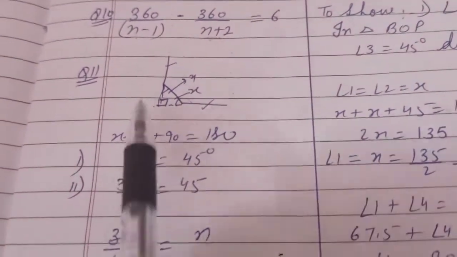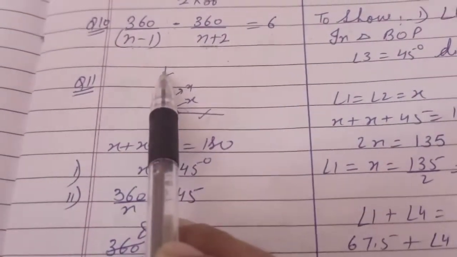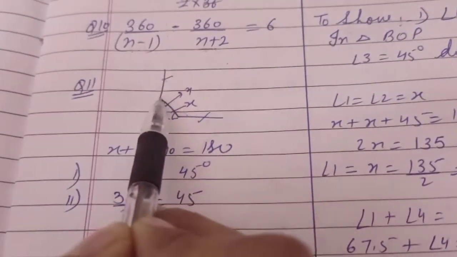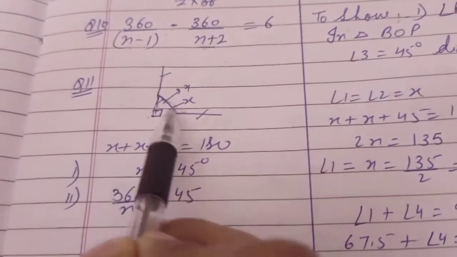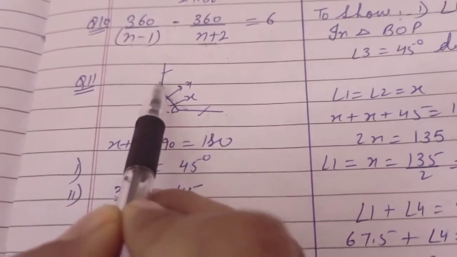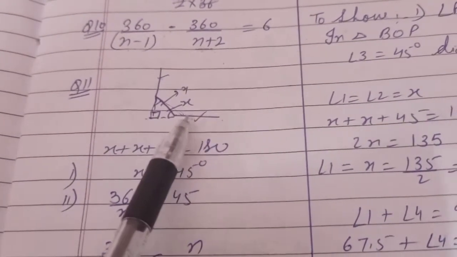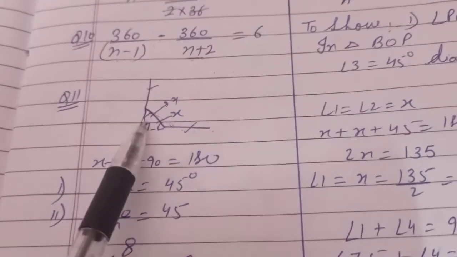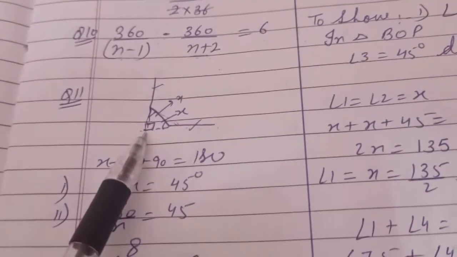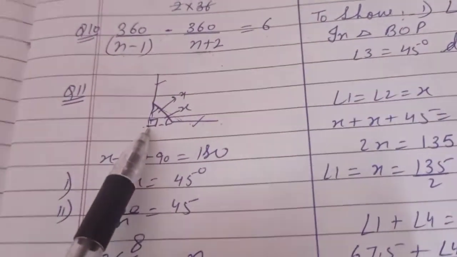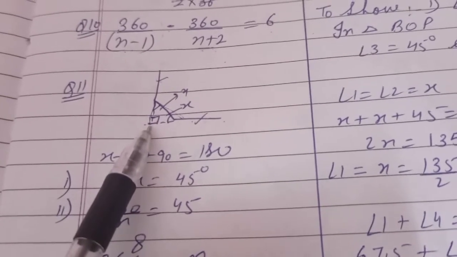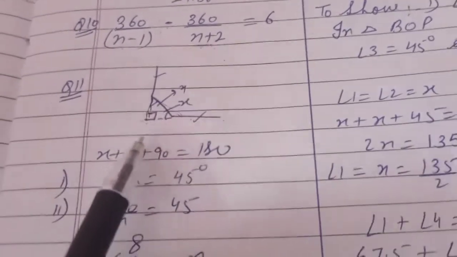11th question. Two alternate sides of a regular polygon. See, this is a polygon, and two alternate sides means one side, leave this one, and third side. Extend the alternate sides, they will meet at 90 degree. Clear? It is given meeting at 90 degree, meeting at right angle. Find the value of each exterior angle.